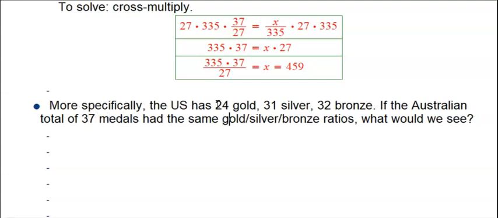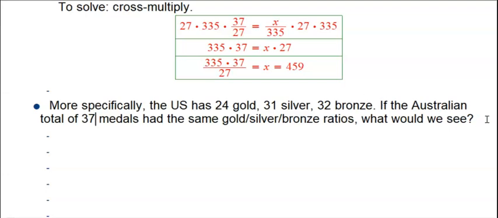If they had the same gold to silver to bronze ratios, and I will reveal their actual numbers in a little bit, but suppose they had the same relative proportions of gold versus silver versus bronze. So we see silver and bronze are very similar to each other, essentially equal, but we'll make that a little more precise. And they're both a bit bigger than the gold ratio. Suppose we scaled that down. We know that total is 87. Suppose we scale down the total to match the 37 Australian medals. What numbers would we get for gold, silver, and bronze?